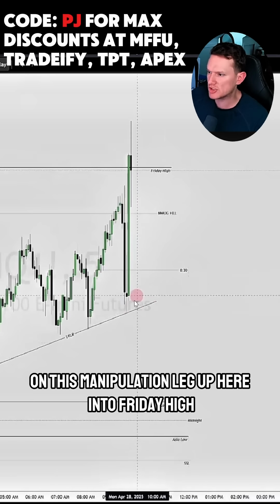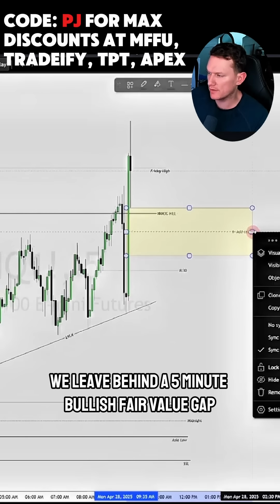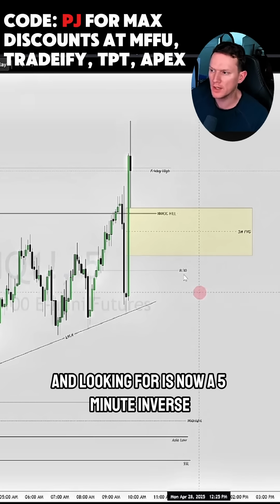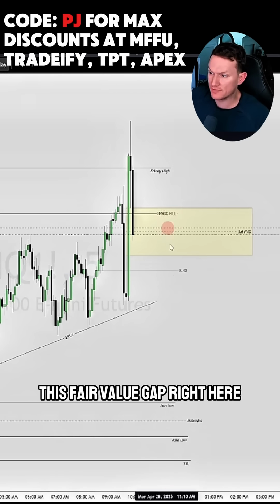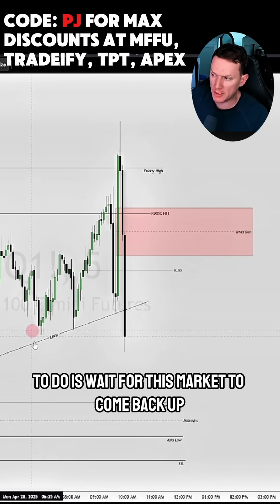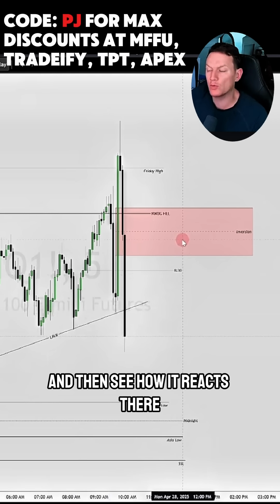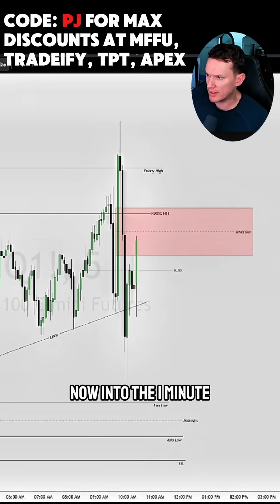As you can see on this manipulation leg up here into Friday high, we leave behind a 5-minute bullish fair value gap. With this model, what we're doing and looking for is now a 5-minute inverse fair value gap. If we want to see price invert this fair value gap right here, and we get a very nice inverse fair value gap, all we have to do is wait for this market to come back up into this 5-minute inverse and then see how it reacts there. I'm not going to just blindly short it. Taps into the 5-minute inverse, into the 1 minute.